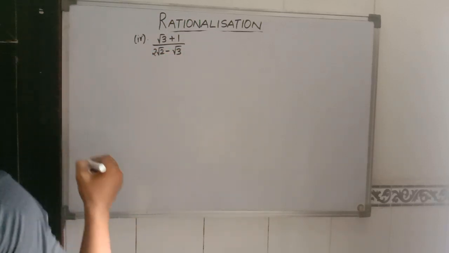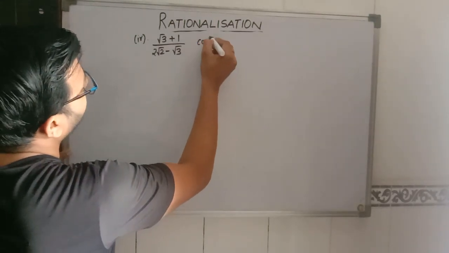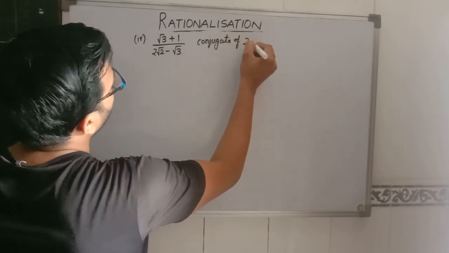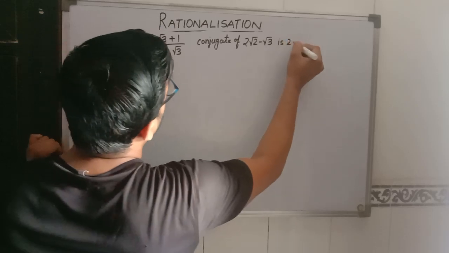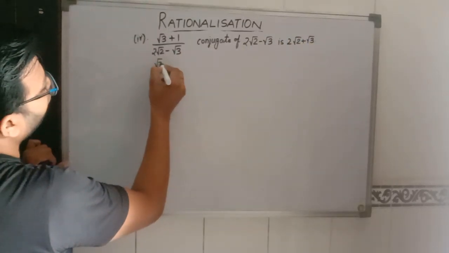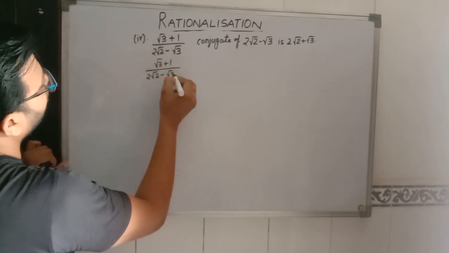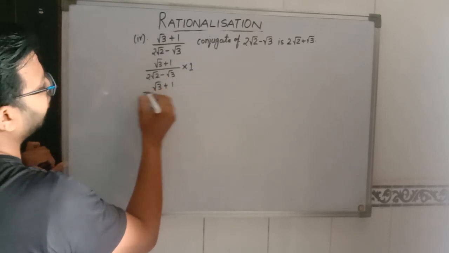So the denominator is 2 root 2 minus root 3. So we can write it as: the conjugate of 2 root 2 minus root 3 is 2 root 2 plus root 3. That is the conjugate. So first of all, root 3 plus 1 upon 2 root 2 minus root 3, multiply by 1. First of all, we have written multiplied by 1.